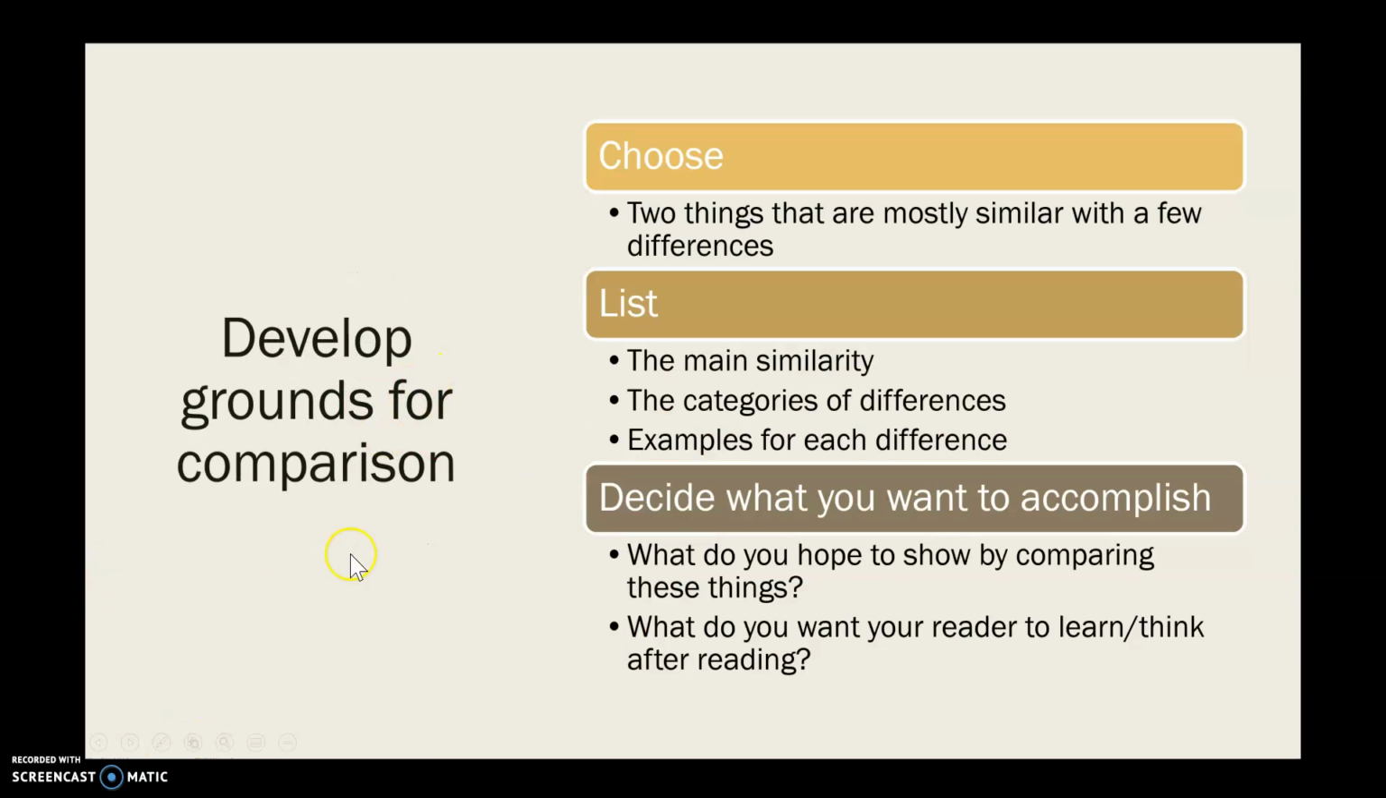So the first thing you want to do is choose two things that are mostly similar with a few differences. It's easier to do that than to do two things that are very different with a few similarities. That gets easier to do with practice. First, you want to list the main similarity, and then the categories for the differences and examples for the differences.